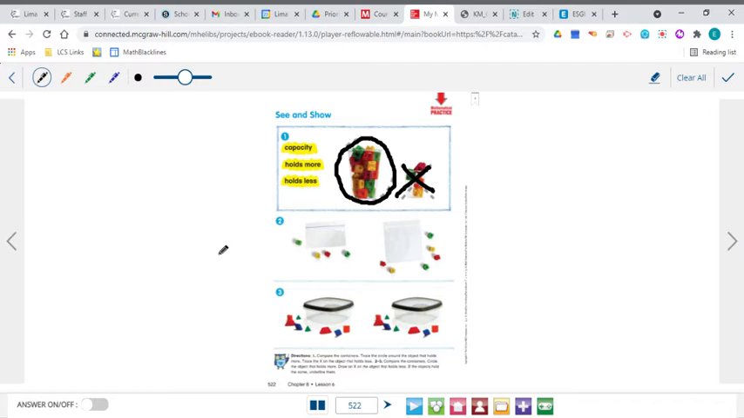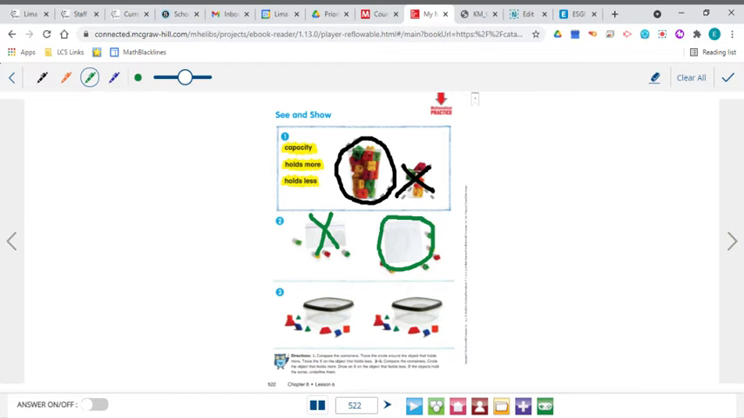All right. Moving down to the next direction, we are going to compare the two containers, and then we're going to circle the object that holds more, draw an X on the object that holds less, and if they are the same, we'll underline them. So looking at number 2, there are two different size baggies. There's like a snack size baggie and a sandwich size baggie. Which of these would hold more? The bigger baggie would hold more, right? So the smaller baggie would hold less. It would have less capacity.